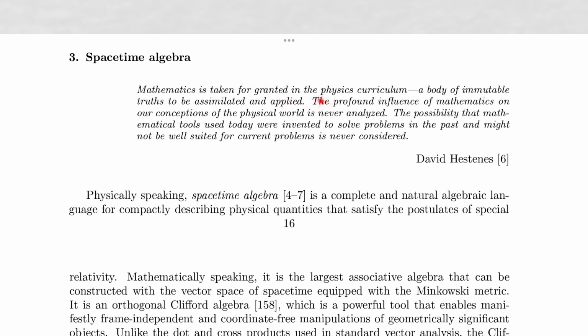Mathematics is taken for granted in the physics curriculum, a body of immutable truths to be assimilated and applied. The profound influence of mathematics on our conceptions of the physical world is never analyzed. The possibility that mathematical tools used today were invented to solve problems in the past and might not be well suited for current problems is never considered. Okay, so that's his position.